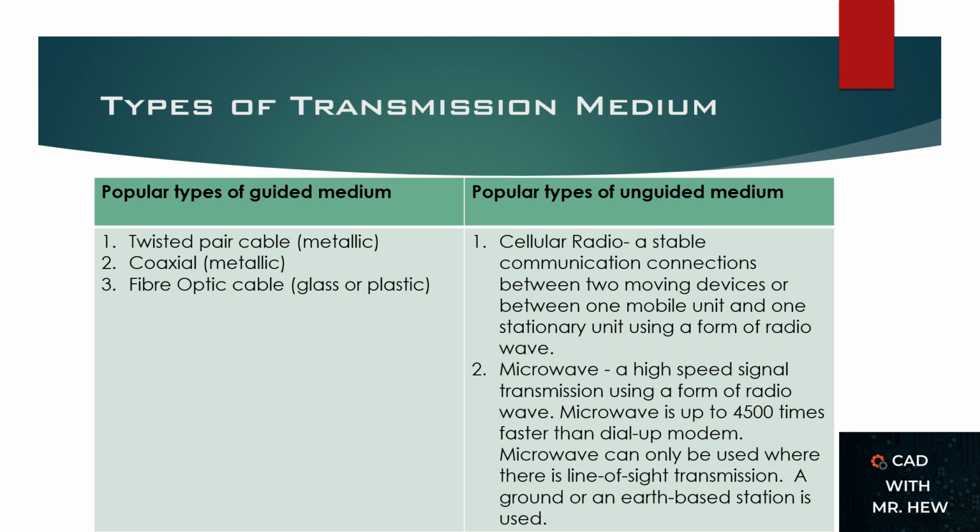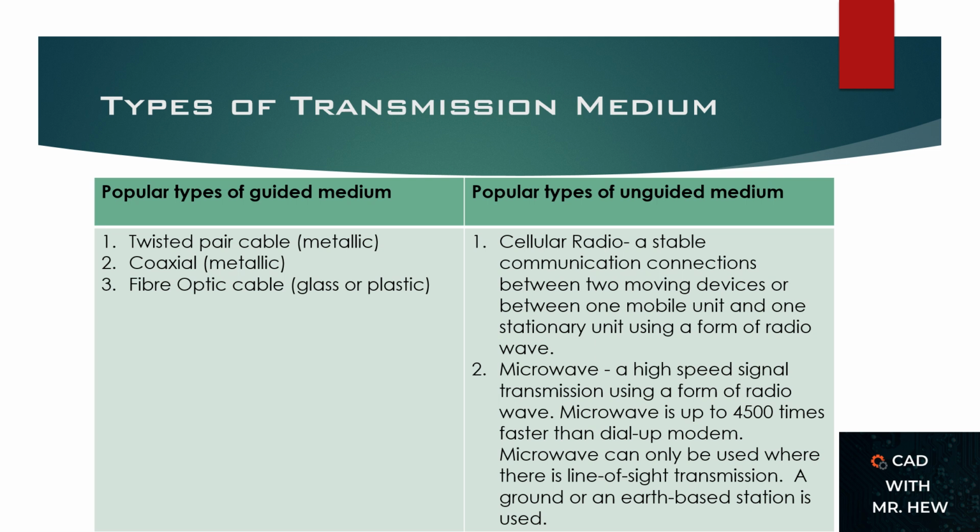Popular types of unguided medium are, one, cellular radio, a form of communication connections between two moving devices or between one mobile unit and one stationary unit using a form of radio wave. Then two, we have microwave, a high-speed signal transmission using a form of radio wave.